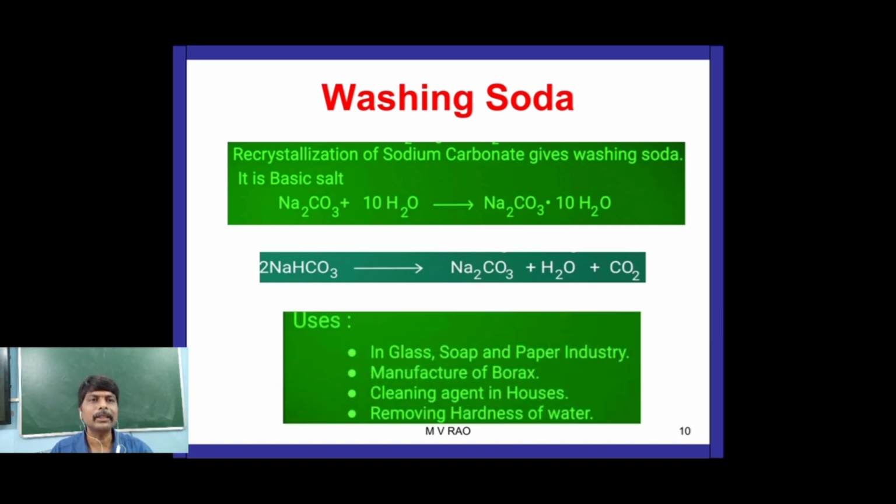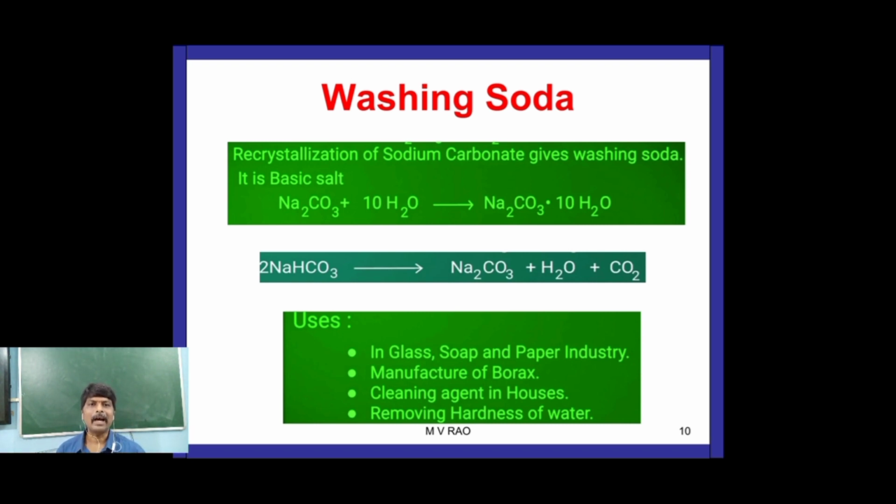What are the uses of washing soda? Washing soda is used in glass industry, in soap industry and in paper industry, in the manufacture of borax. It is used as a cleaning agent in house, washing soda for cloth cleaning. And it is used for removing hardness of water.